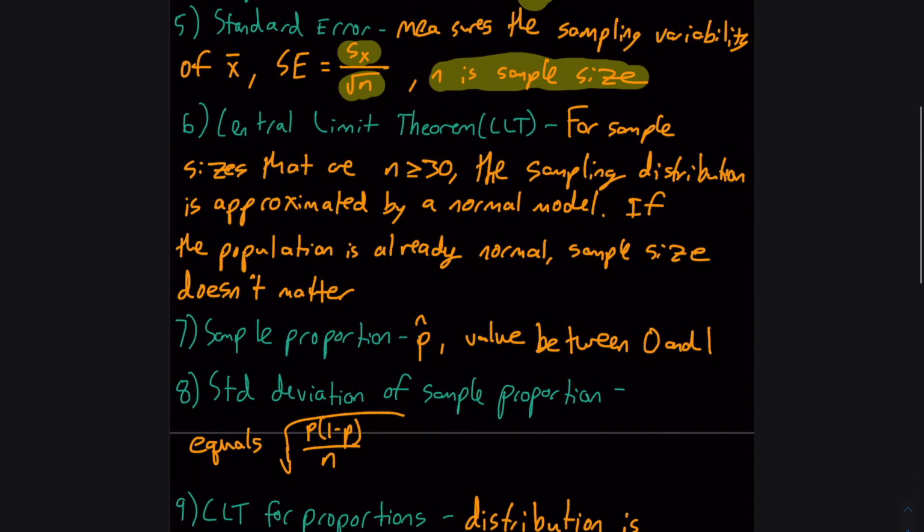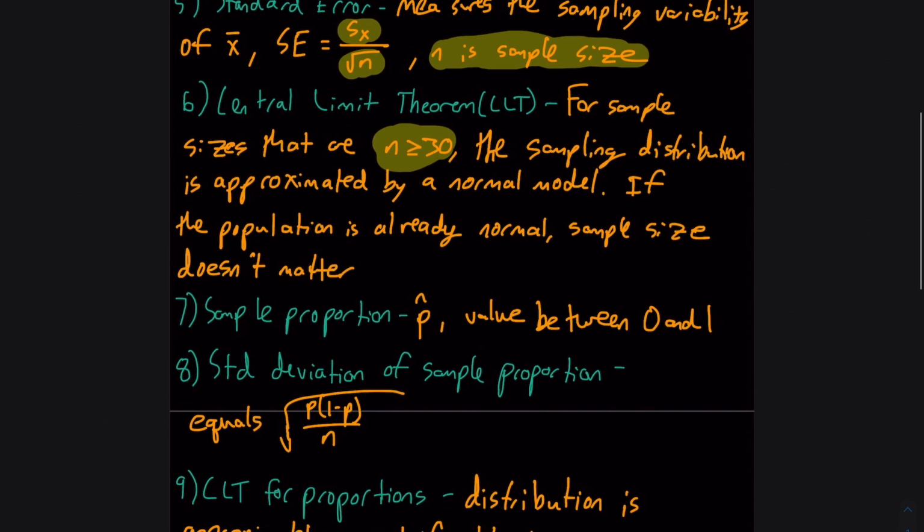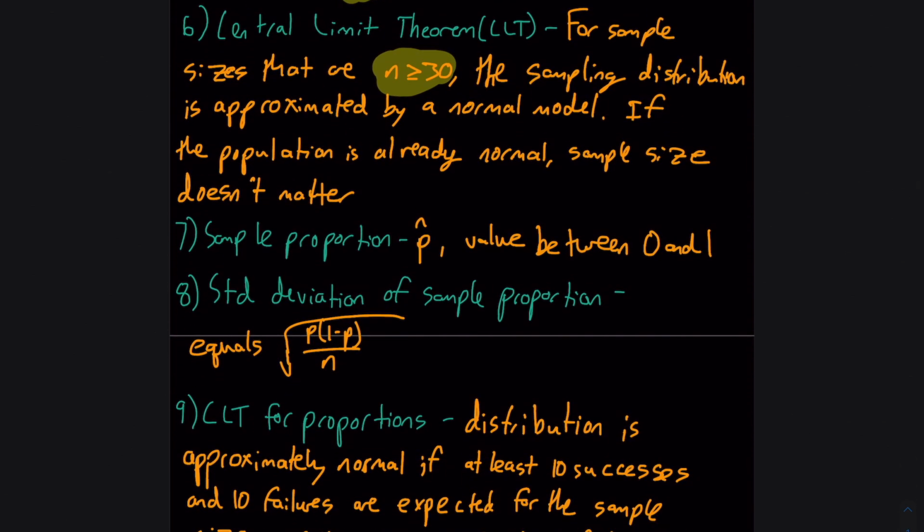Okay, and central limit theorem, so it's a big word, but don't get overwhelmed by it, it's not too hard. Central limit theorem is for sample sizes where n is greater than or equal to 30, so that's just saying sample size is 30 or greater. The sampling distribution is approximated by a normal model. If the population is already normal, sample size doesn't matter. So if by chance the population that you're sampling is already normal, you could take samples of whatever size and it will still be a normal sampling distribution.